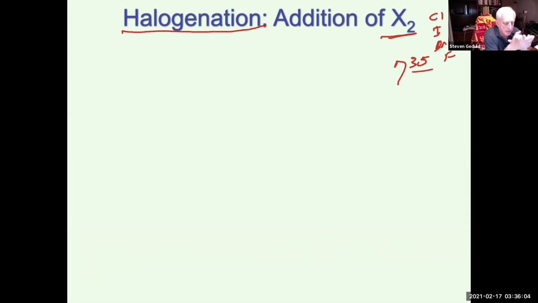So now halogenation. Hydrogenation is adding hydrogen. Halogenation is adding a halogen. So now instead of adding two hydrogens, we're going to add 2 chlorines, or 2 iodines, or 2 bromines, or 2 fluorines.